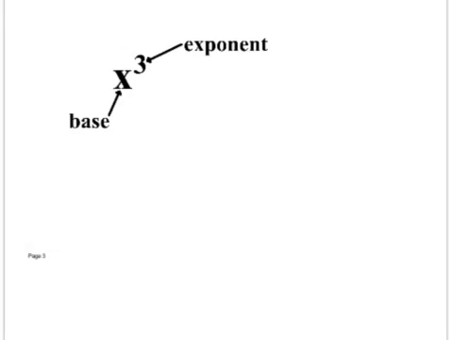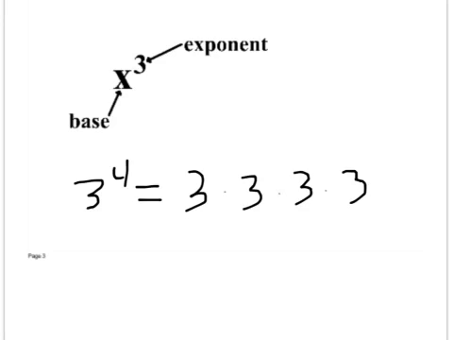Alright, write this. These are just the parts to a monomial. X is your base, then the exponent, then the coefficient 3. You could have something like 3 to the 4th power. It has 4 factors because it's 3 times 3 times 3 times 3, which is 9 times 9, which is 81.